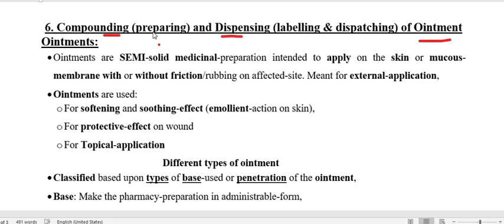So what is the meaning of compounding and dispensing? These two terms come in the definition of pharmacy. Pharmacy is the collection, compounding, and dispensing of drugs. Compounding is simply the preparation of a medicinal drug or pharmacy preparation, and dispensing is, after the preparation of a pharmacy preparation, labeling it as well as giving it to a patient. So we are going to start the preparation of the ointment. So this is the objective, compounding and dispensing of the ointment.